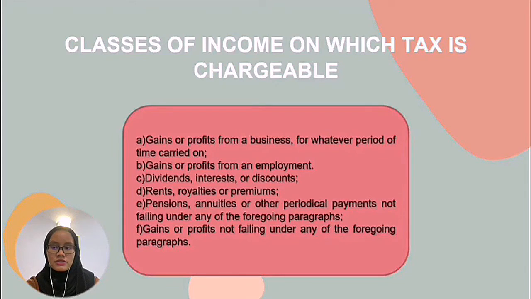So, classes of income on which tax is chargeable. According to Section 4, subject to this Act, the income upon which tax is chargeable under this Act is income in respect of gain or profit from a business, gain or profit from an employment, dividend, interest or discount, rent, royalty or premium, pension, annuity or other periodical payment not falling under any of the foregoing paragraphs, gain or profit not falling under any of the foregoing paragraphs.